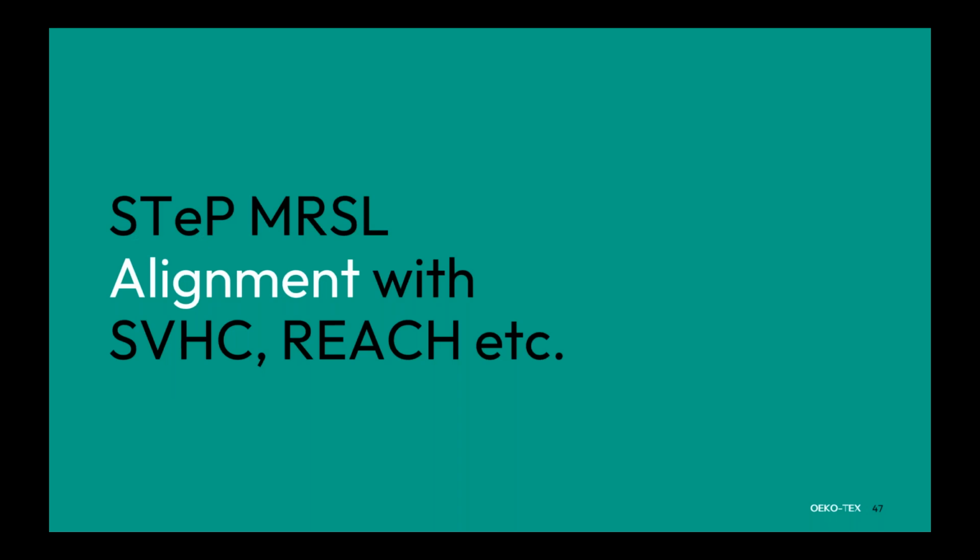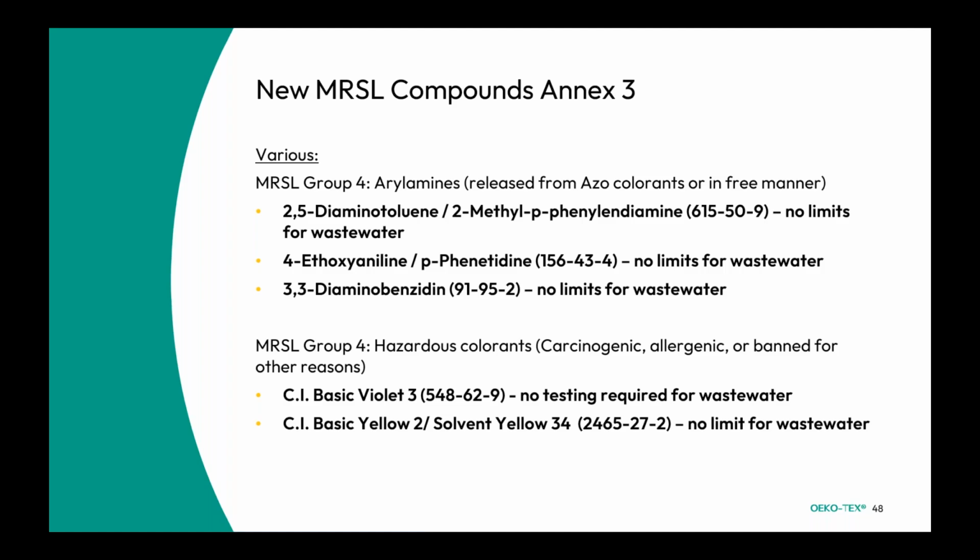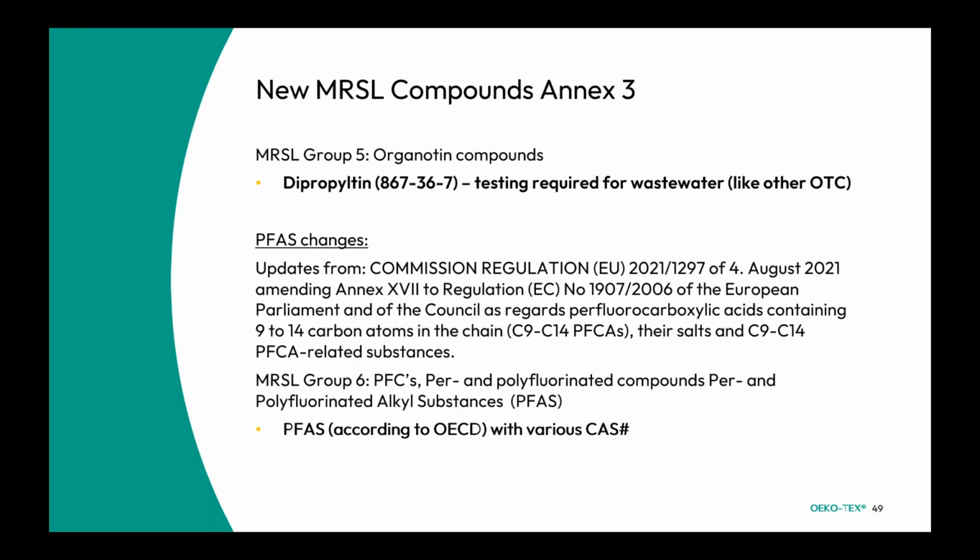We also have a bit more alignment with the SVHC and REACH and some others for the STEP MRSL. Firstly, for the new MRSL compounds of Annex 3, we have added some groups to some arylamines. As you can see here, I will not be listing all of them since the names are quite long. We have also added hazardous colorants for Group 4, which you can see down here. And we have added one organotin compound, dipropyl tin.